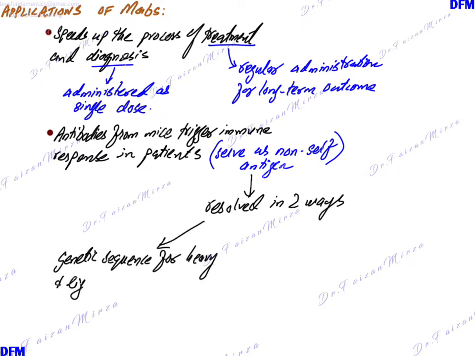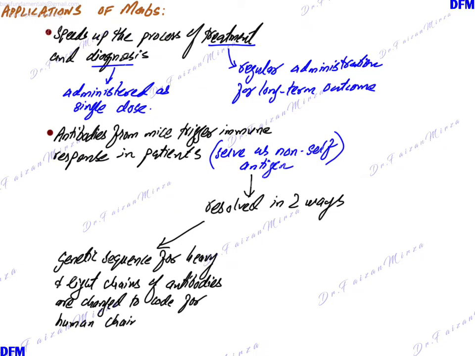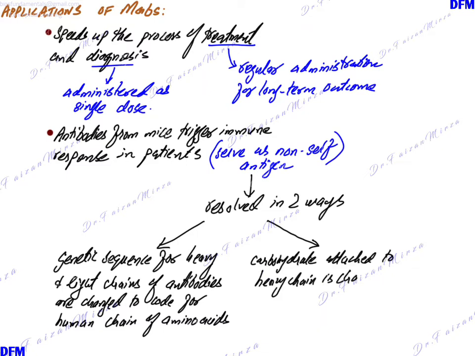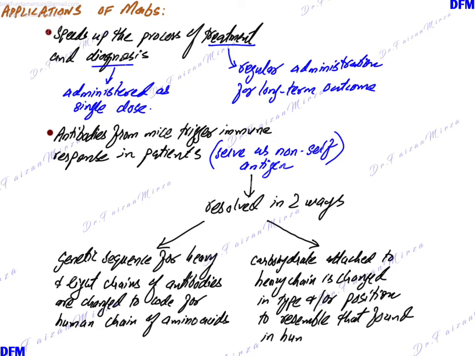Number one, the genetic sequence for the heavy and the light chains of the antibody from the mice can be altered. They can be changed to code for human chains of amino acids, which are exactly like the constant regions of human antibodies. Similarly, the carbohydrate which is attached to the heavy chains is changed. Its position and type are changed, so it ends up resembling the one which is present in humans.